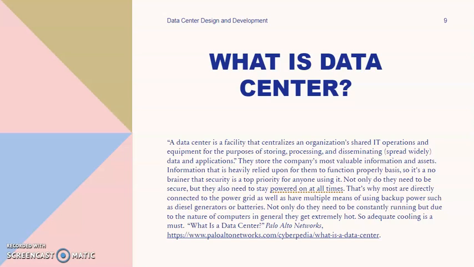Not only do they need to be secure, but they also need to stay powered on at all times. There can be no dropping in the data center because that's literally your entire everything. Your entire company is being run on this group of machines. So it can't just drop because then you can't work and you can't make money. That's why most are directly connected to the power grid, as well as have multiple means of backup power, such as diesel generators or batteries.